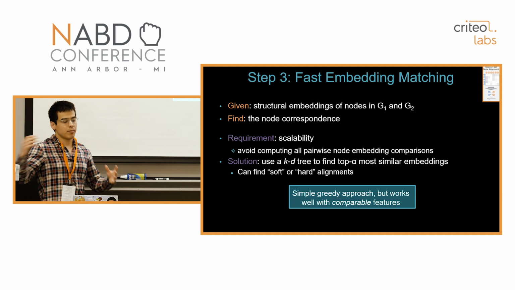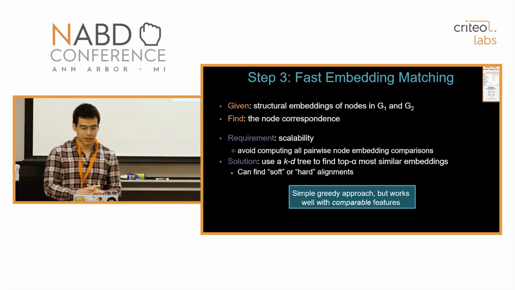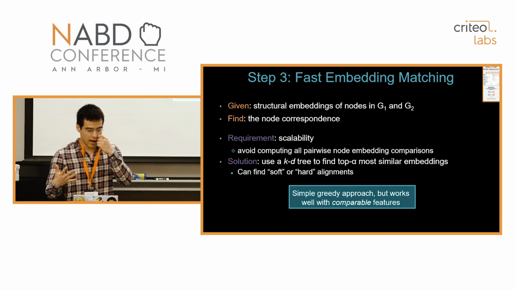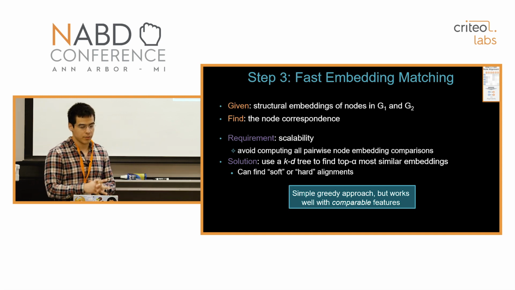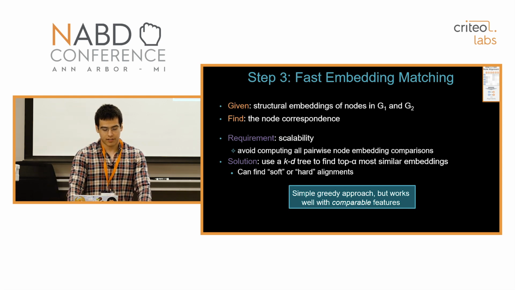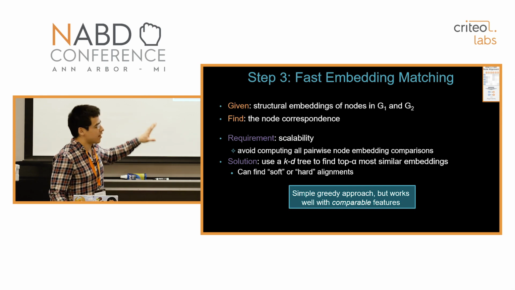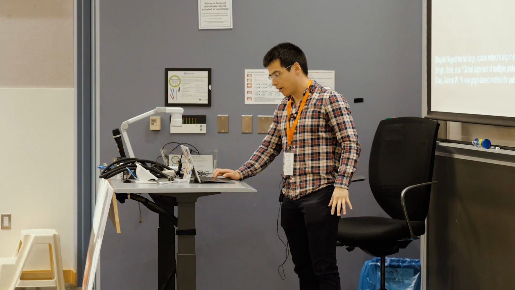All right, so this is a simple greedy approach, right? I'm just saying each node is matched to its most similar embedding. Compared to some of the other work in the literature and the optimization problems they solve, this is almost embarrassingly simple. Perhaps in the future I will talk about extensions if we consider more complex approaches. But what's interesting is that it can work really well if the features themselves are comparable.